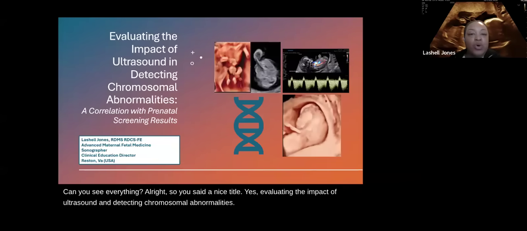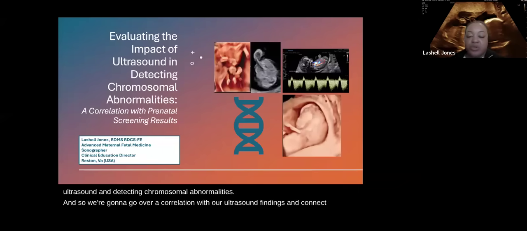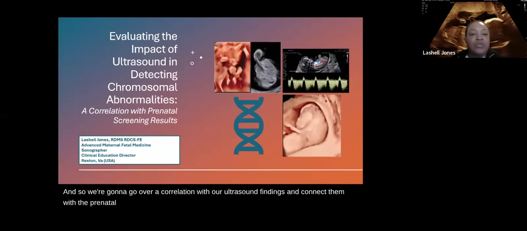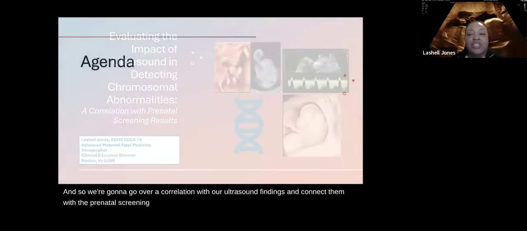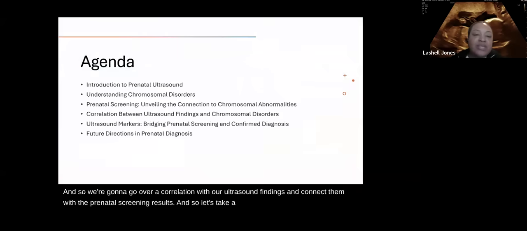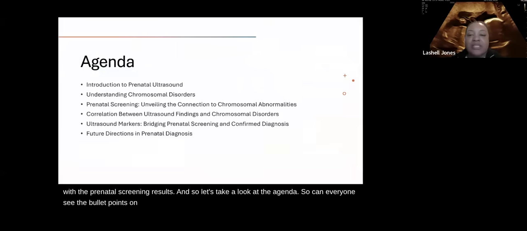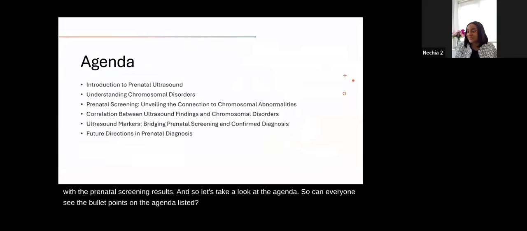And so we're going to go over a correlation with our ultrasound findings and connect them with the prenatal screening results. And so let's take a look at the agenda. Can everyone see the bullet points on the agenda listed? Yes, we can.